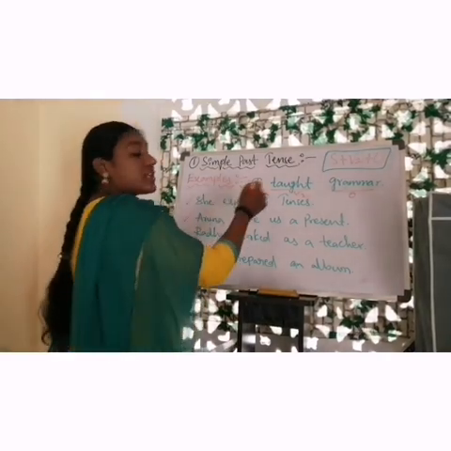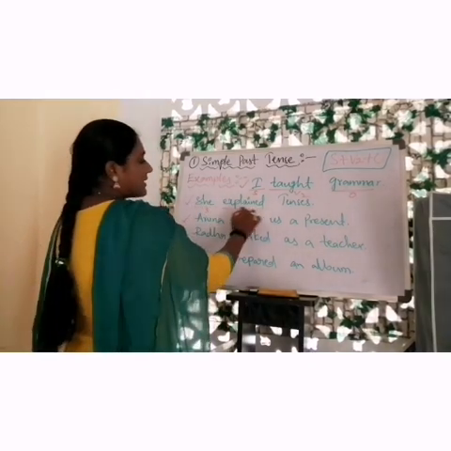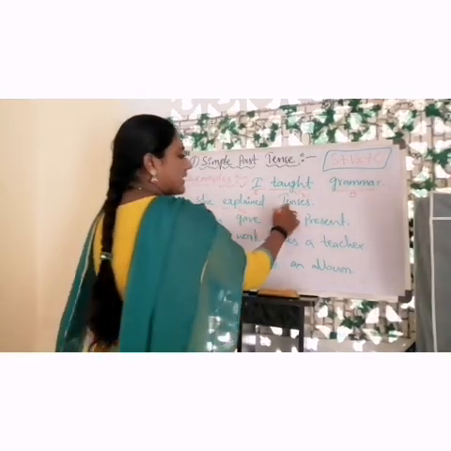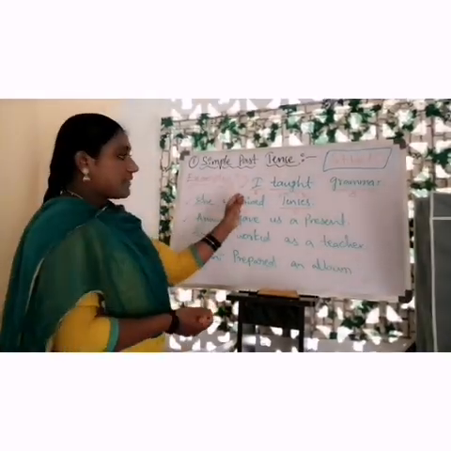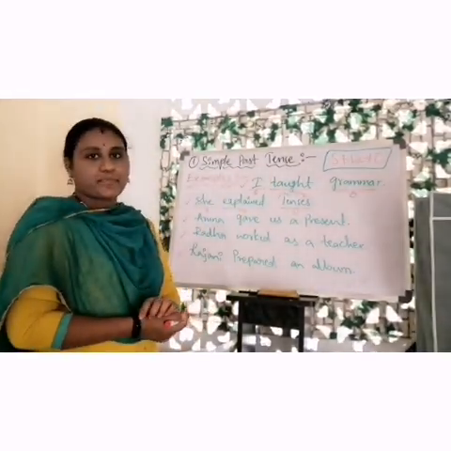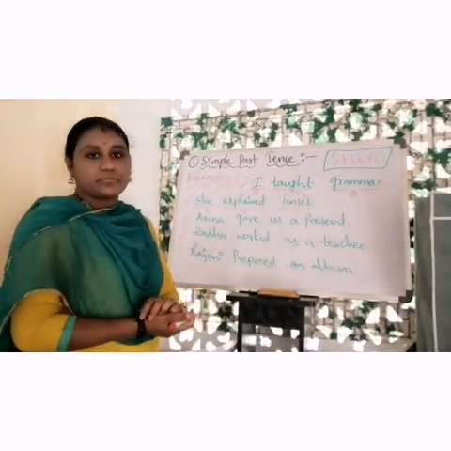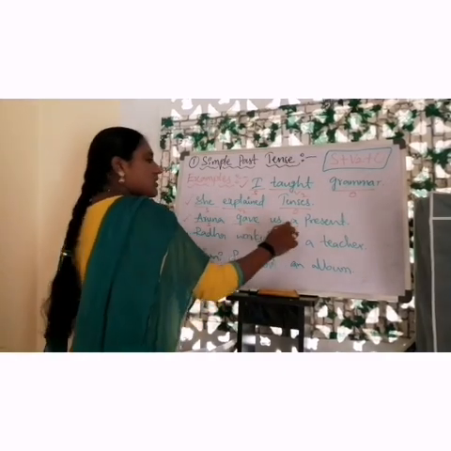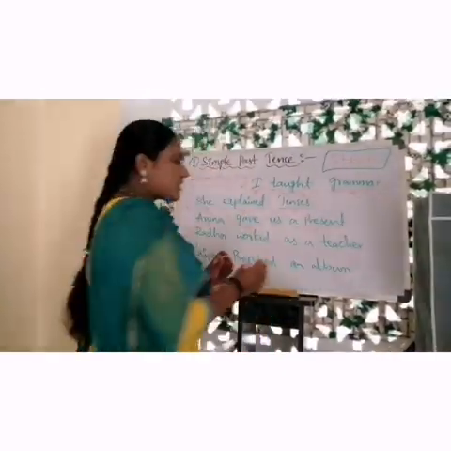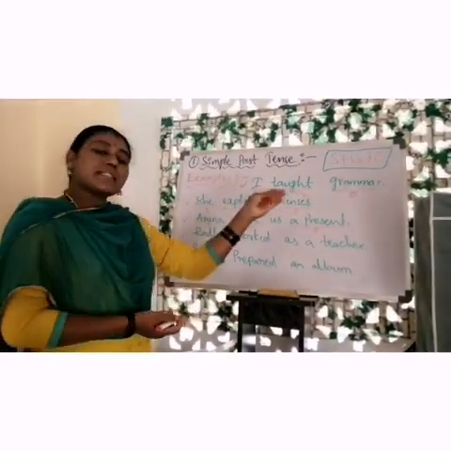She explained tenses. Okay, so here she is a subject, explained is V2, and tenses is an objective complement. So she explained tenses. Okay, and now Aruna gave us a present. So here Aruna is a subject and gave is a V2 and present is an object complement. Okay, so Aruna gave us a present.